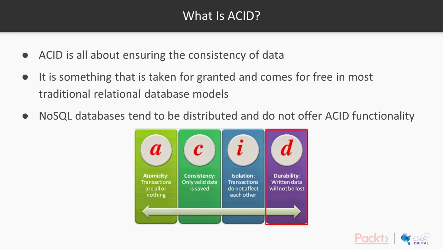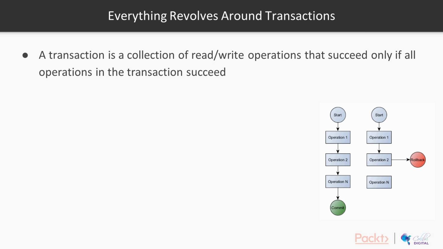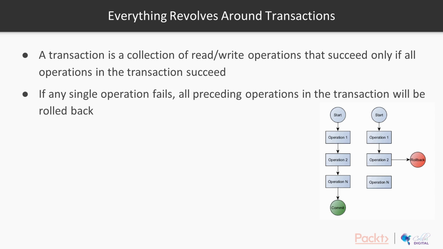And the last thing is durability. So what that means is once data is written, it will not be lost. So as soon as the database has acknowledged the write operation, it's safely and persistently stored. So with ACID, really everything revolves around transactions. A transaction is a collection of read or write operations that succeed only if all other operations in the transaction succeed. And if any of those single operations fail, all preceding operations in the transaction will be rolled back.